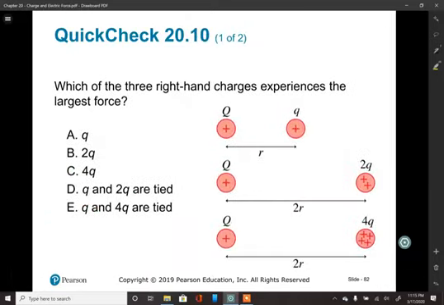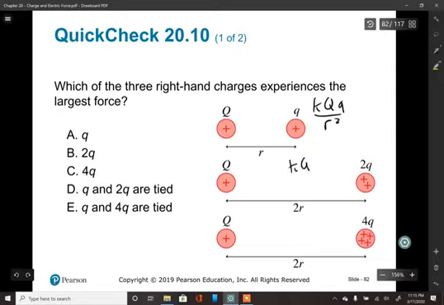Okay, so here we have 3 situations, and we want to know which is the biggest force. So we just have to apply Coulomb's law. This one is going to be kQq over r squared. This one is going to be kQ(2q) over (2r) squared. This is going to be kQ(4q) over (2r) squared.